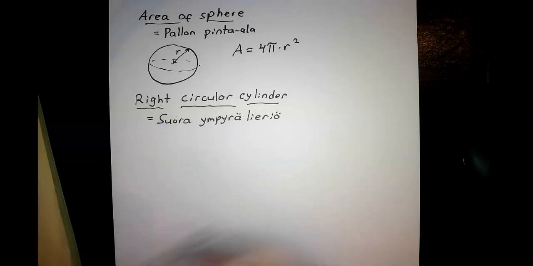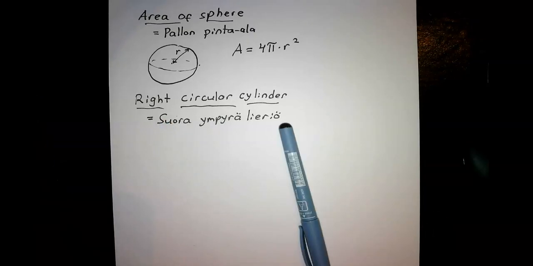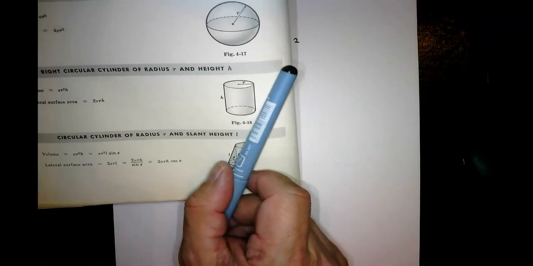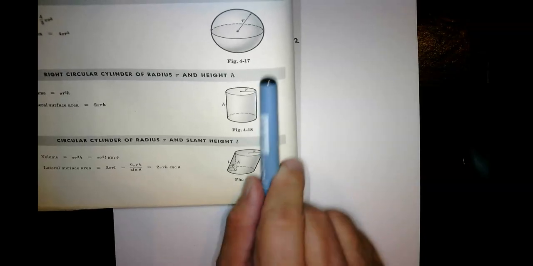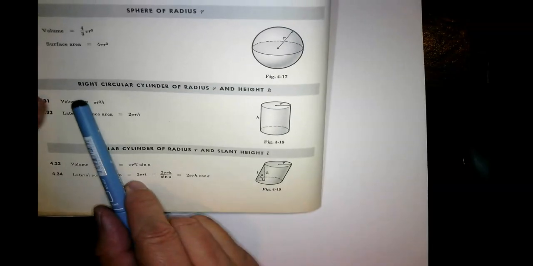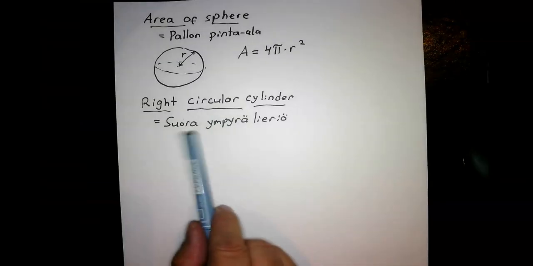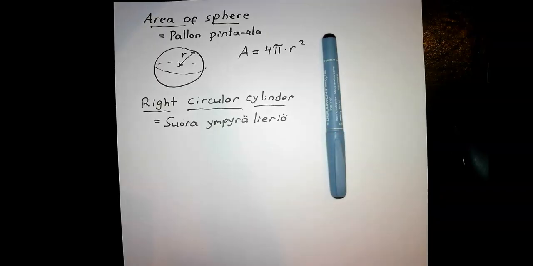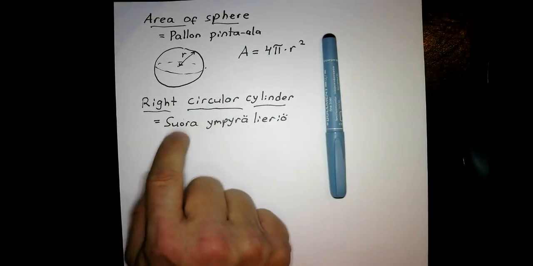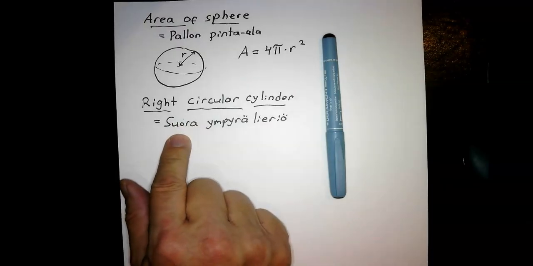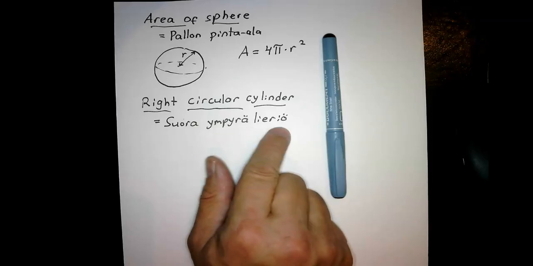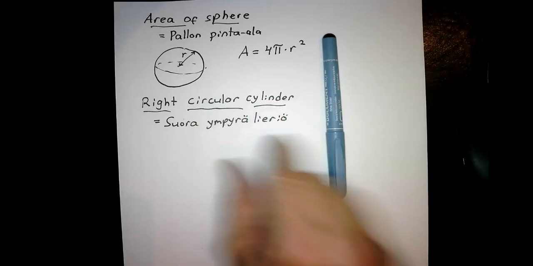This right here means that it stands in the vertical position, so there is no angle here. It is straight upwards. It is right in that meaning. And this means also suora. It stands in a straight line, if I would translate this word. And ympyrä is the circle. And this lieriö, that is cylinder.